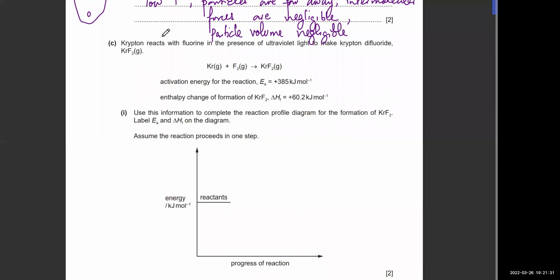The next one is Krypton. So he's saying use this information to complete the reaction profile diagram. So it's an endothermic reaction. So where should the products be, higher or lower than the reactants? What happens on endothermic? Higher. Okay, so it's going to be higher. So products would be over here.